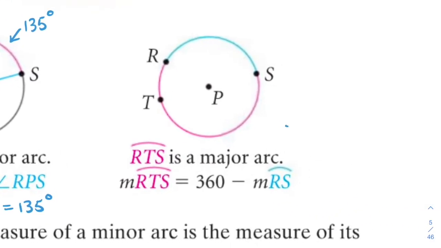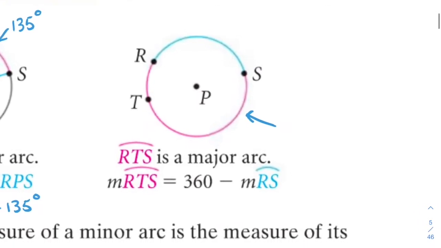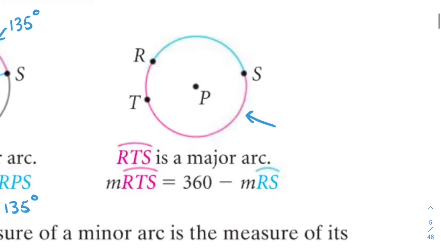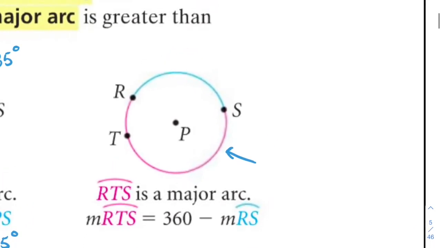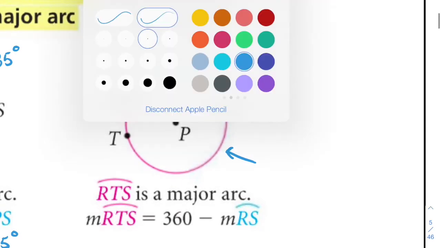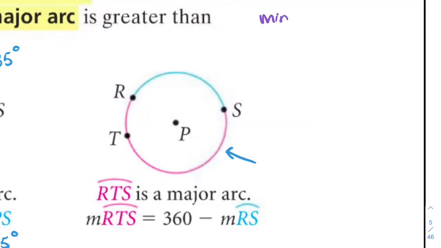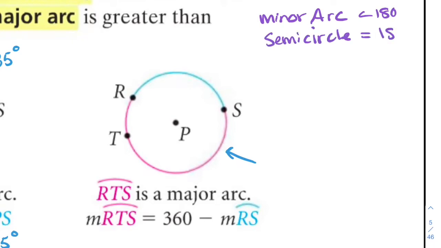And then here we have the other side. So we have the measure of arc RTS, and this is a major arc, a major arc because it's more than 180 degrees. So minor arcs, I guess we can put a little note up here. Minor arc is less than 180. A semicircle is equal to 180 degrees. And then a major arc is greater than 180 degrees.